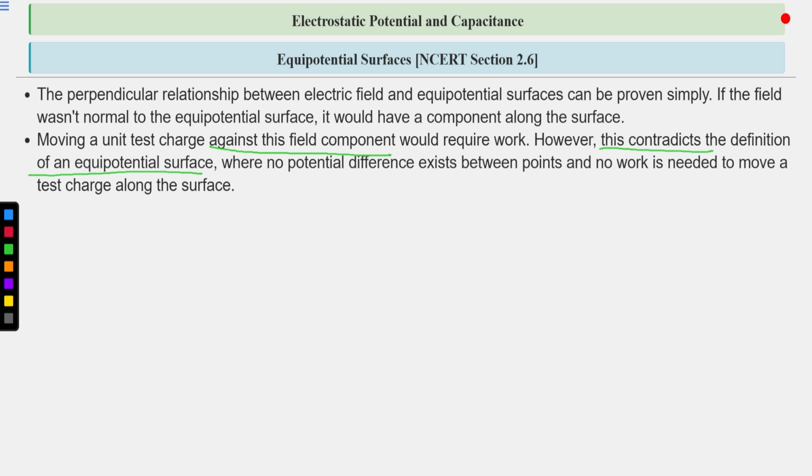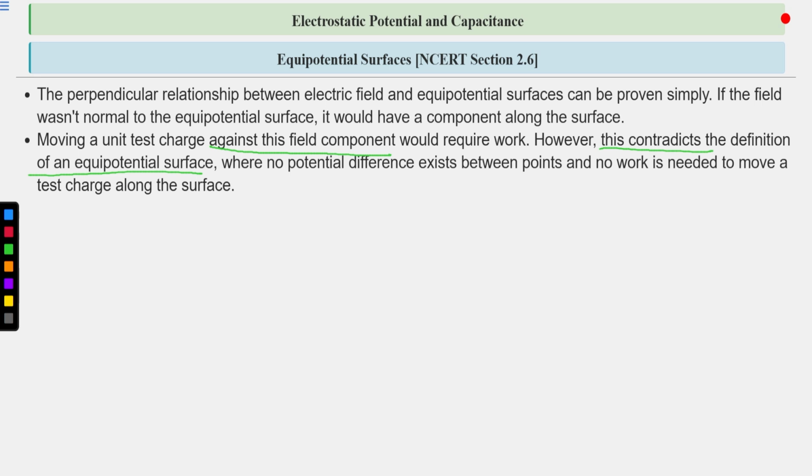Now, the potential on an equipotential surface is the same at every point. So we don't have to do any work to move a charge on the equipotential surface, because the potential difference between two points on the equipotential surface is 0, since the potential is the same all over. Work is Q times the potential difference, so work is also 0. So we don't have to do any work to move a charge on the equipotential surface.